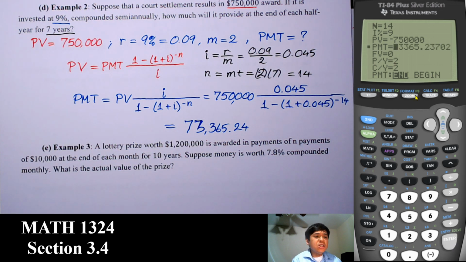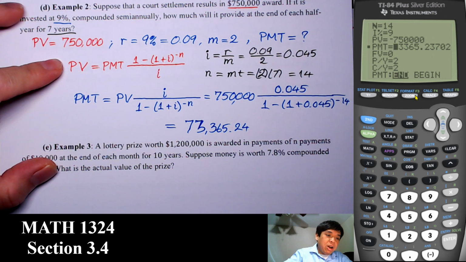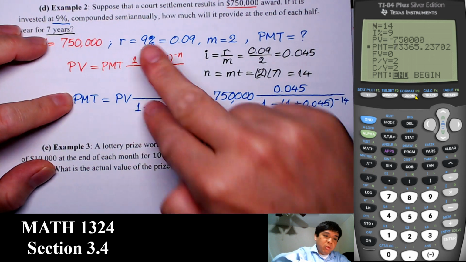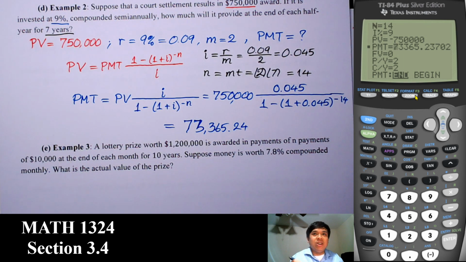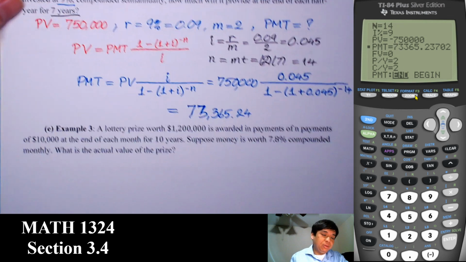So it's just one formula. If we want the present value, we use that. If we want the payment, we just flip it to the other side, and that's what we have. Of course we can use the calculator as well.